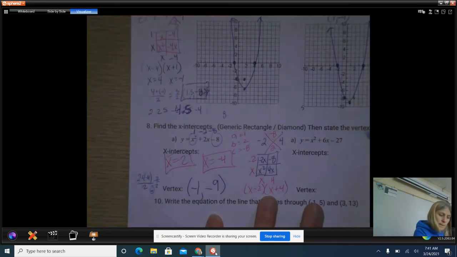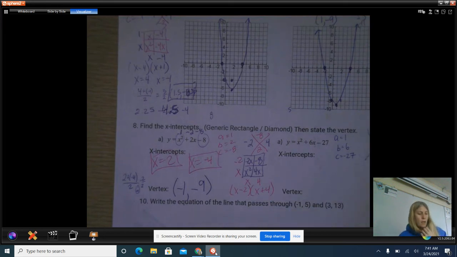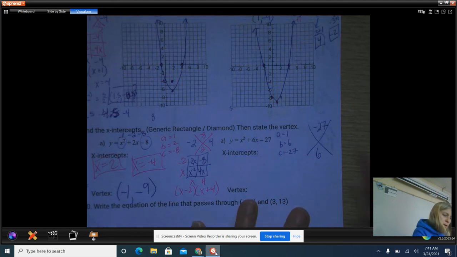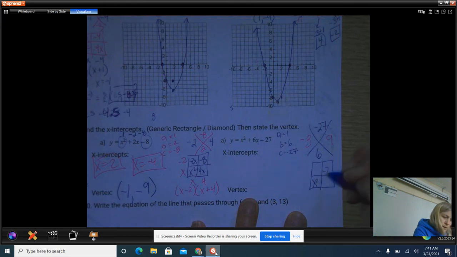Our second one here, same situation. Our A is 1, our B is 6, and our C is -27. 1 times -27 is -27, and our 6 goes on the bottom. So we're looking for two numbers to multiply to 27 and to add to 6. So that's going to be 3 times 9. We want a positive 6, so that's going to be a -3. We have our x squared in the bottom left, our -27 in the upper right, and our 6x gets broken down into -3x and 9x.